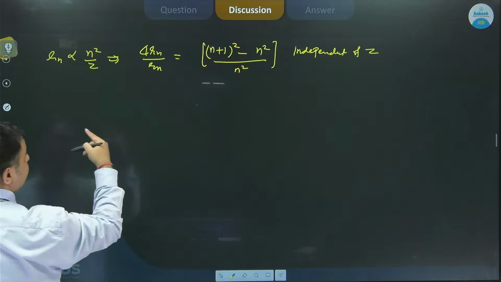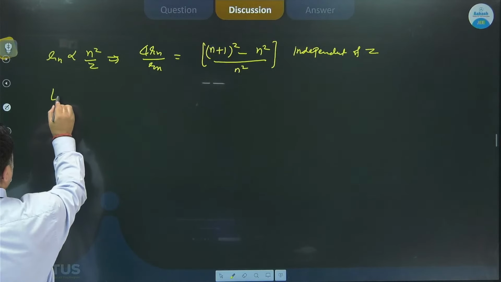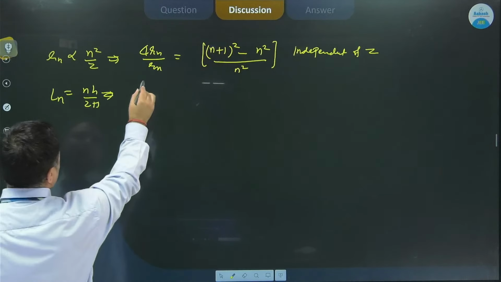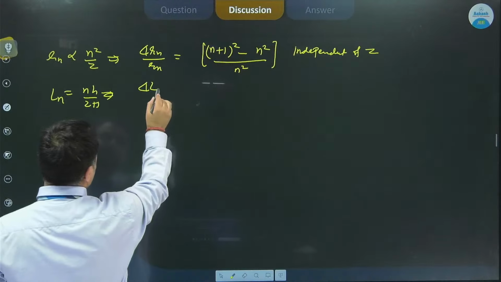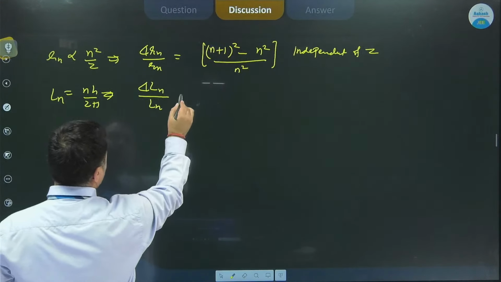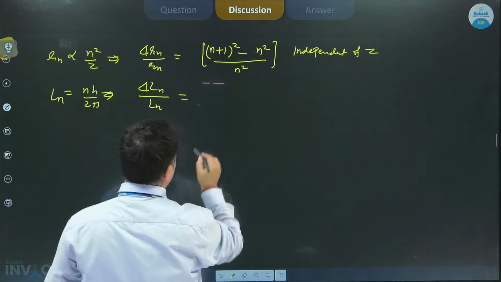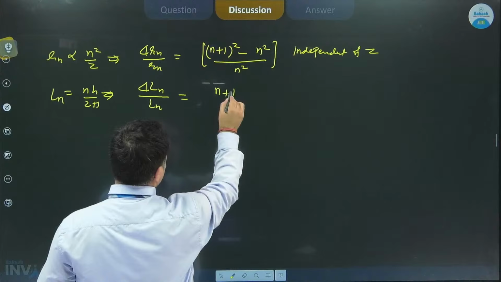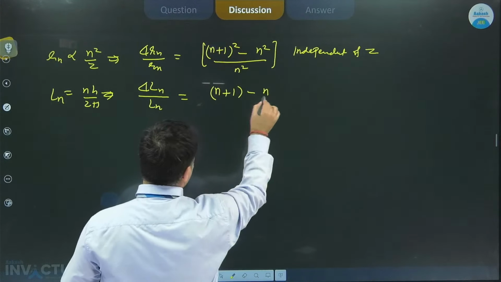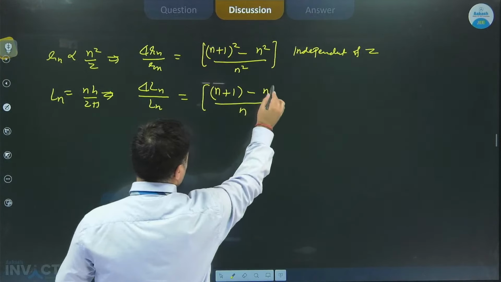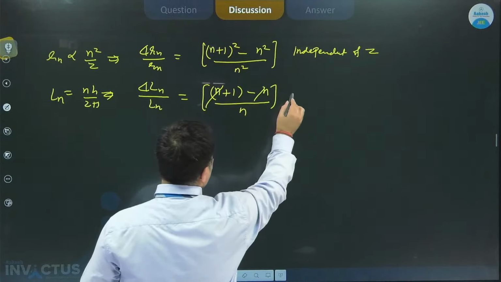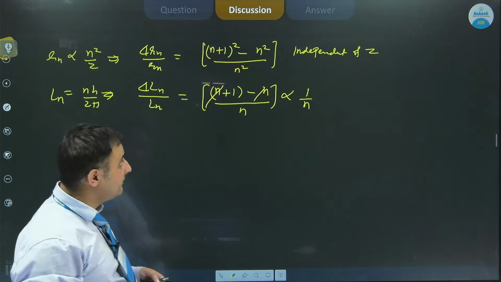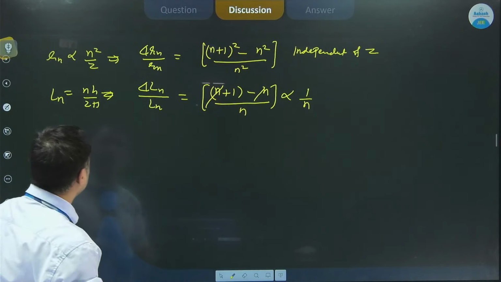Now let us check the angular momentum. So angular momentum is given by nh upon 2 pi. So relative change in angular momentum for consecutive orbits will be n plus 1 minus n divided by n, and this n will cancel out, it comes out to be 1 by n, so inversely proportional to n. Now let's check the relative change in energy for consecutive orbitals.